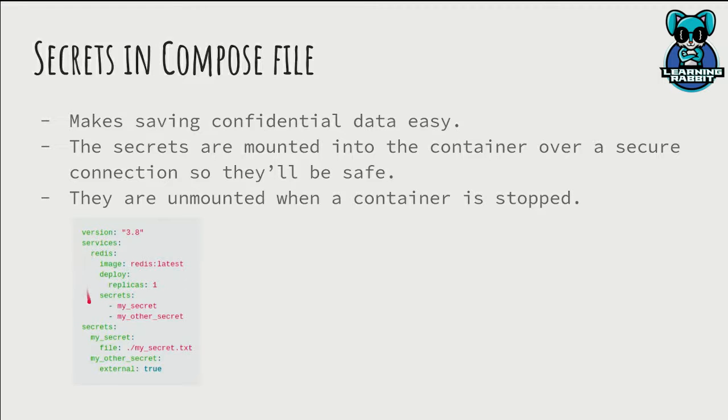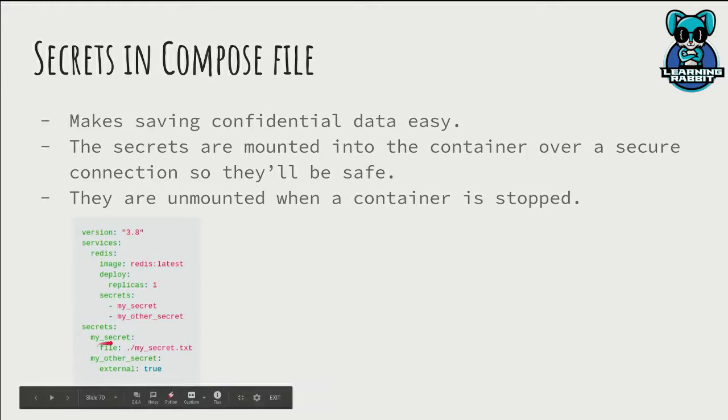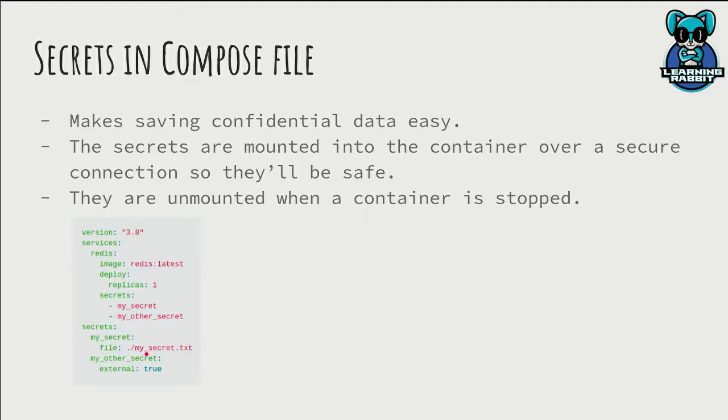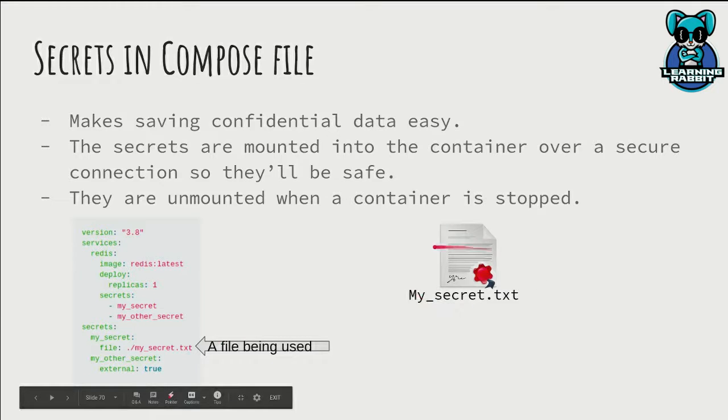So this is the first container named Redis. It is using the Redis latest image, and these are the secrets that it is trying to use. We'll ignore the other secret for now. Just focus on my secret here. My secret has been declared under the secrets section here, and this secret has been populated from an external file called mysecret.txt. So say you have this mysecret.txt somewhere in your file system. You refer to that here.